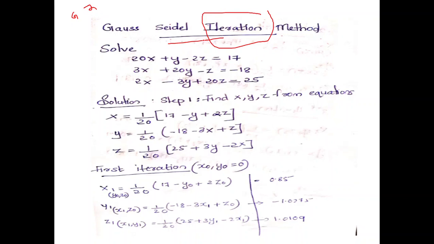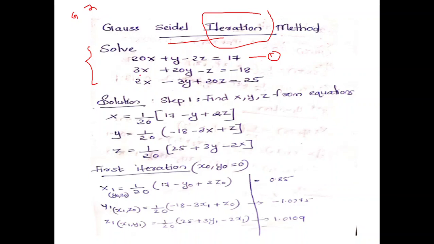Okay, so the Gauss-Seidel iteration method, and this is the problem to solve: 20x plus y minus 2z equal to 17, 3x plus 20y minus z equal to minus 18, 2x minus 3y plus 20z equal to 25. Okay, so step 1 of the Gauss-Seidel method is that we have to find the expression of x from equation number 1. So from this equation we will get the x value as 17 plus 2z minus y divided by 20, since x has the coefficient of 20.